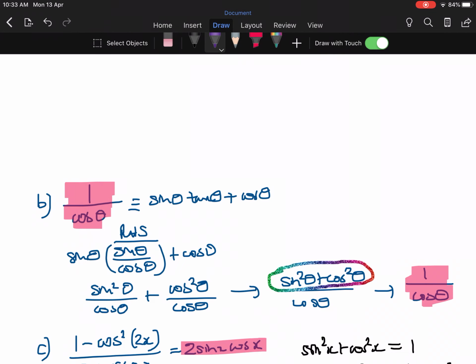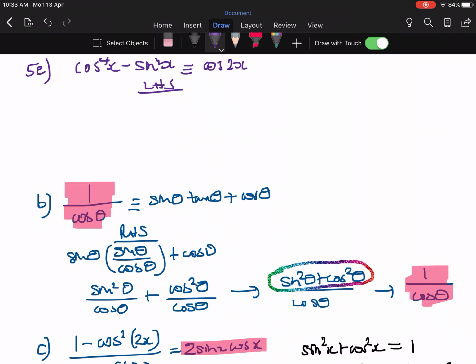So this one, 5e, cos to the 4x minus sine to the 4x is equal to cos 2x. So I'm going to prove the left hand side is equivalent to the right hand side.